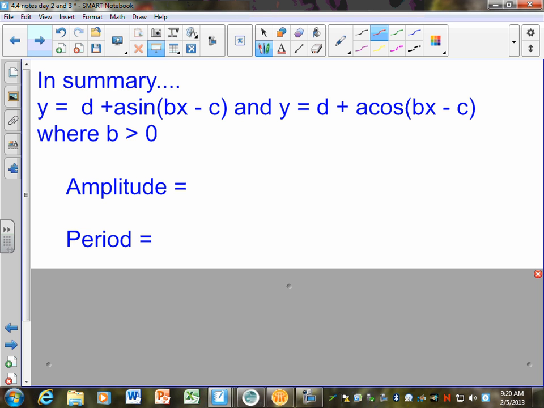I threw that D in there, and that D could be added to the front, or it could be added to the end, not in parentheses, which can also affect your graph.